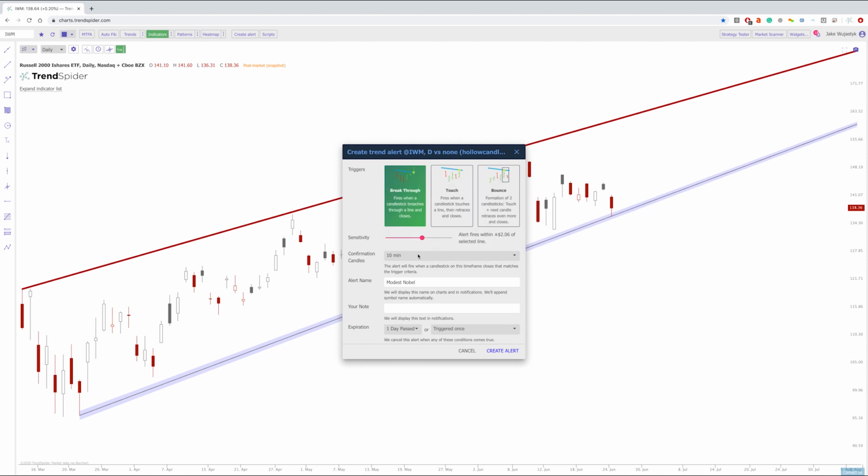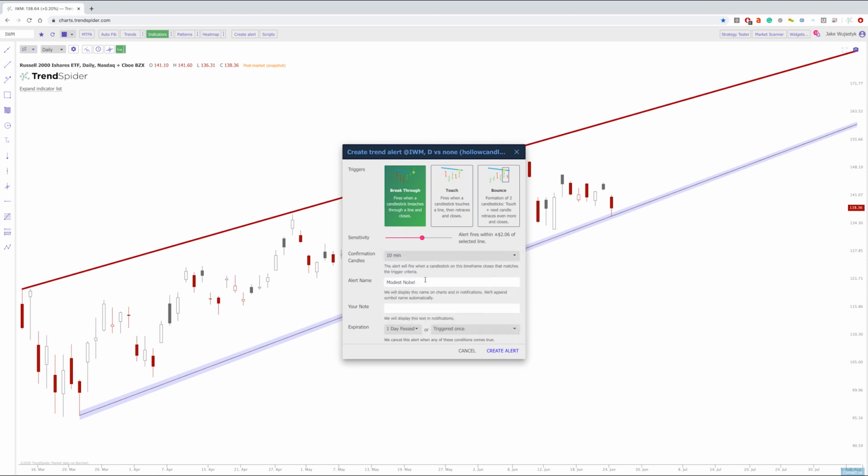Because if I have the daily price, that means I have to wait for the end of the day to get the alert. And if I'm swing trading and then intraday exiting or entering a position, then I need to know before the daily candle closes. So that's why we click the 10-minute here.